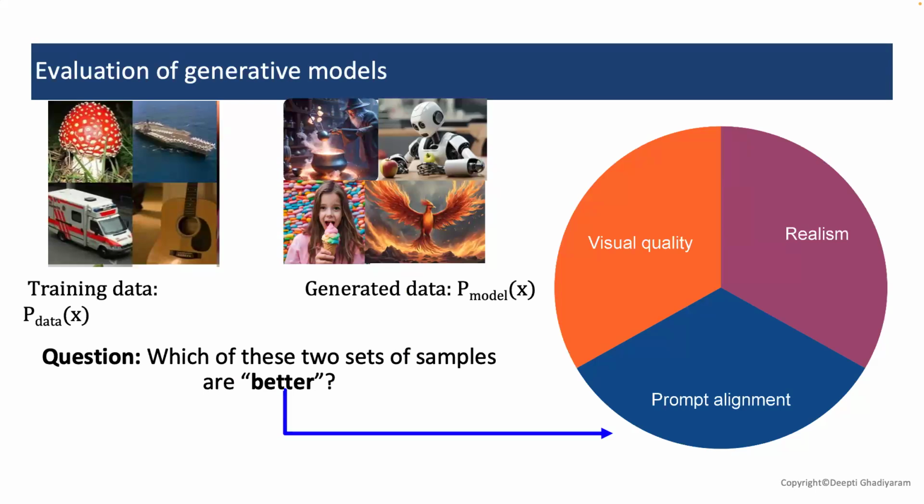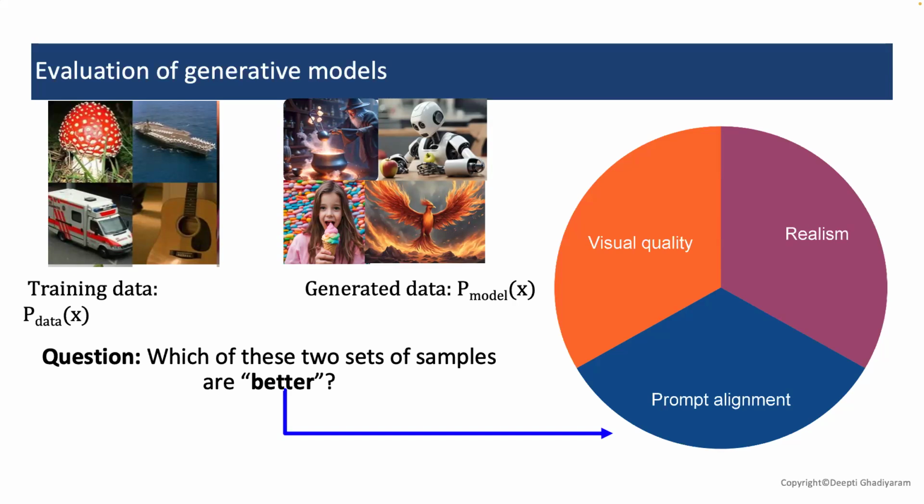So let's get back to the first question that we were asking ourselves. Given two distributions, the real world data distribution and the generated data distribution, the question we are asking during evaluation is which of these two sets is better? And we try to evaluate along three different axes: visual quality, realism, and prompt alignment. But are these three aspects enough?